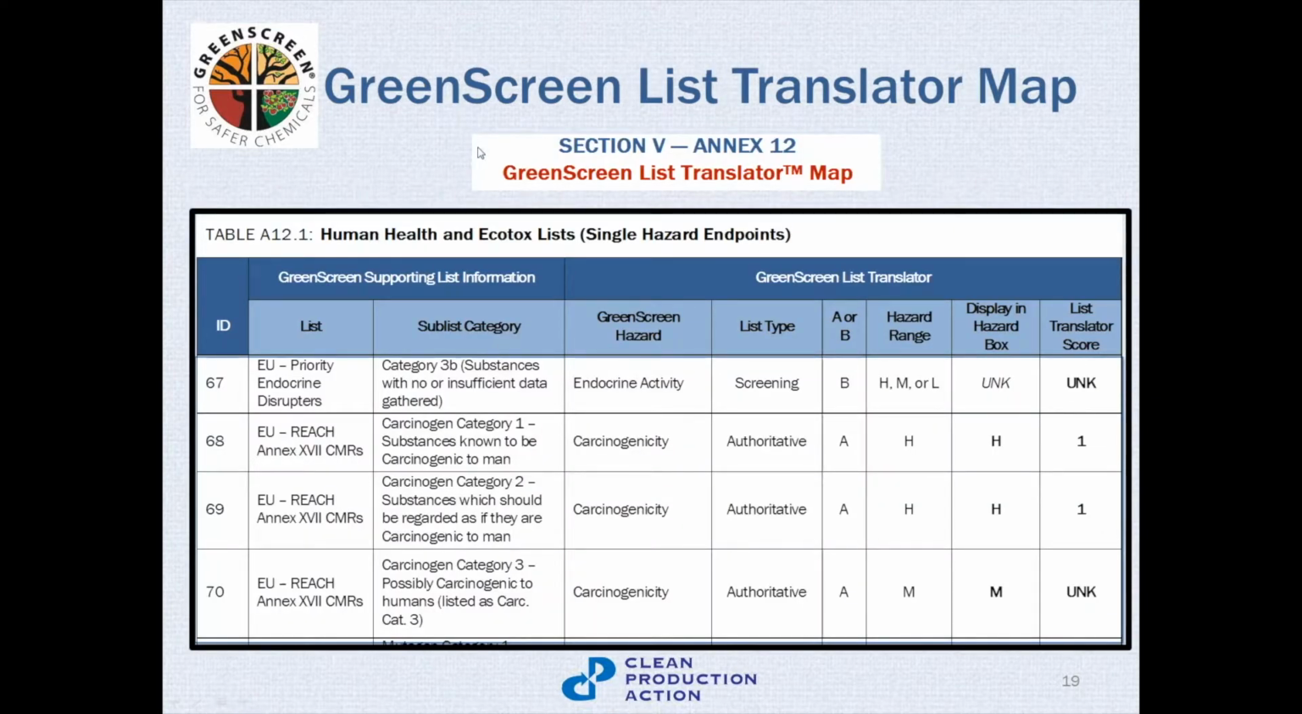And ultimately, what we have, this is Annex 12 of the GreenScreen for Safer Chemicals Guidance document, is a GreenScreen List Translator map. And what this does is it gives you all of those 43 lists, and each of those lists has certain categories. This is, for example, category 3B. So each of those categories is then translated into a GreenScreen hazard endpoint, and that gets compared to the GreenScreen hazard criteria to give you a hazard level or range, and then that gets compared to the benchmark 1 criteria to give you a List Translator score.